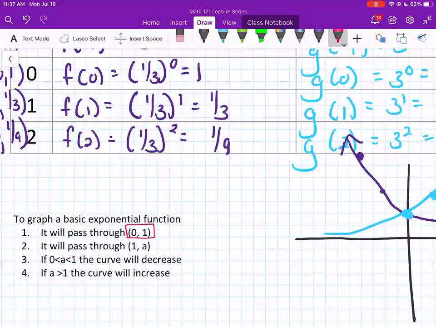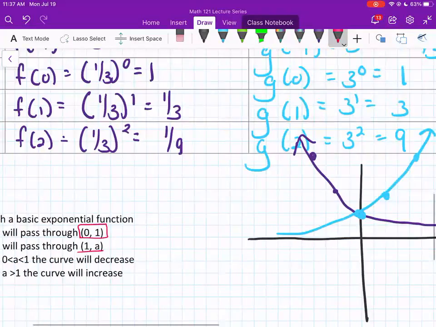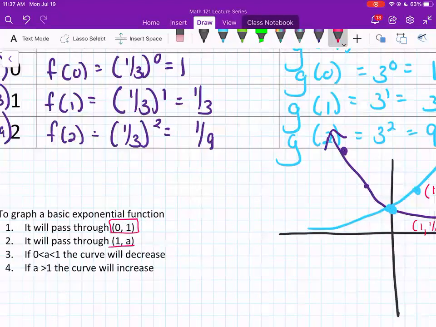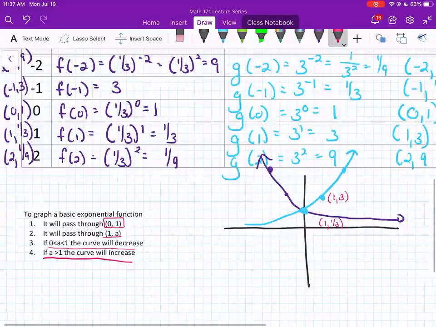So our general rules for basic exponential functions are: graph the point 0, 1. It will always pass through that. Graph the point 1, a, as noted here, when we have 1, a, this was 1, 3 for the blue function, or g of x, and this was 1, 1/3. And then if a is between 0 and 1, the curve decreases, and if a is greater than 1, the curve will increase.